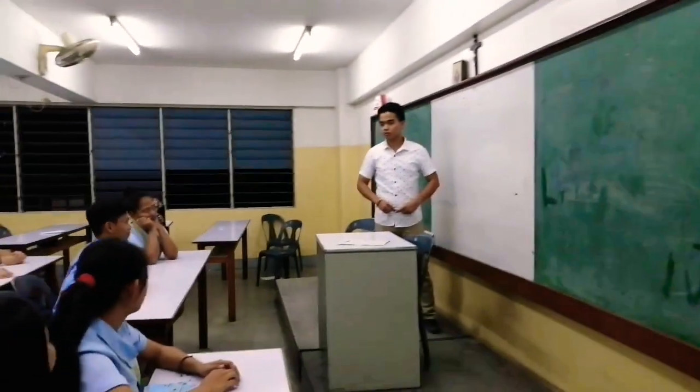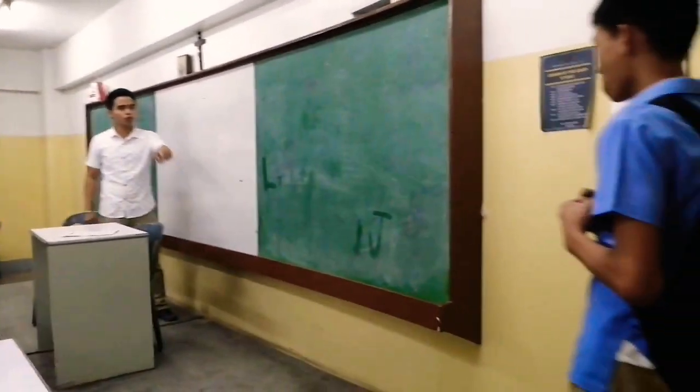Hey, Jude, what is the derivative of 2x squared? The derivative of 2x squared first is equal to 4x. Good. Hey, sir, where are you late?